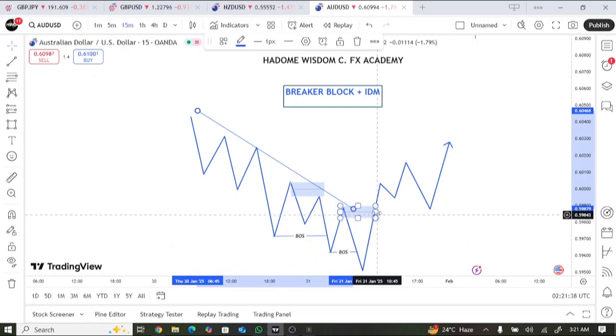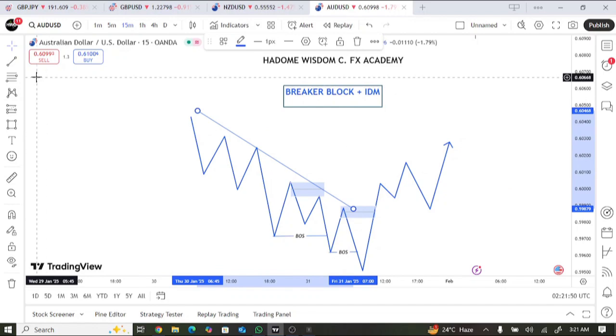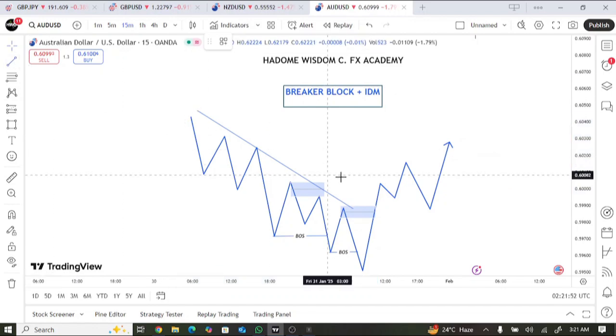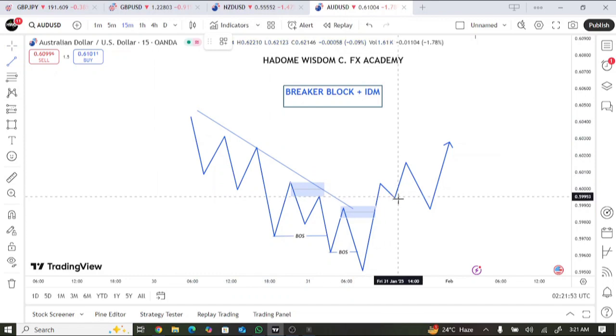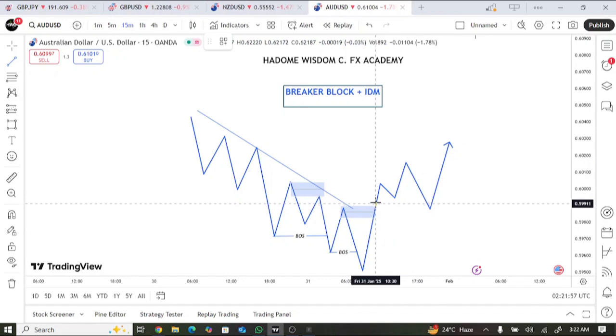The market took me out. I saw the trend like this going upward. It broke. Then I said, okay, fine, let me try my breaker block plus inducement zone. Then at this part, it actually broke the structure. Yeah, sorry, it broke the structure.